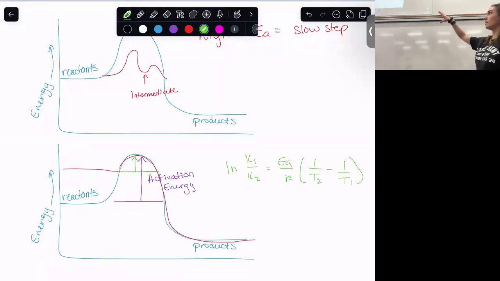When you look at this one, K1 and K2 are related to T1 and T2 on the other side of the equal sign. K1 and K2 are both rate constants. Your larger K will always be the one at the higher temperature, because a rate constant tells you how fast a rate is going. The higher the temperature, the faster the reaction. So whichever one is at the higher temperature will always have the higher K value. And then you said higher temperature equals a lower activation energy? Correct.